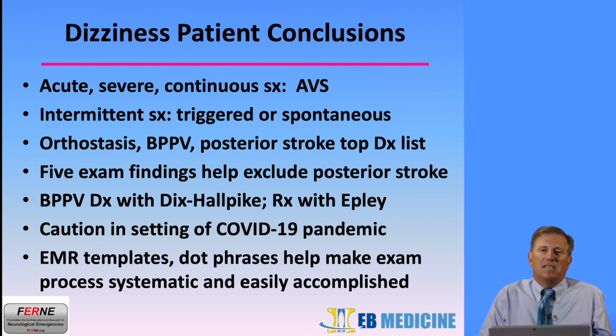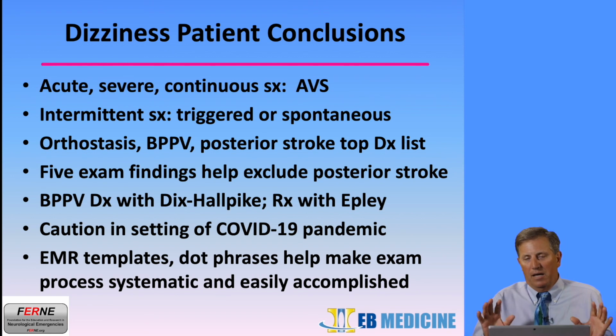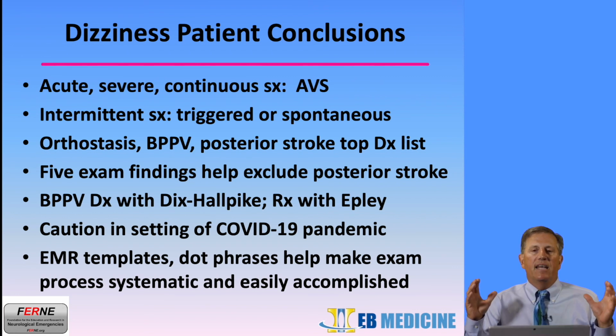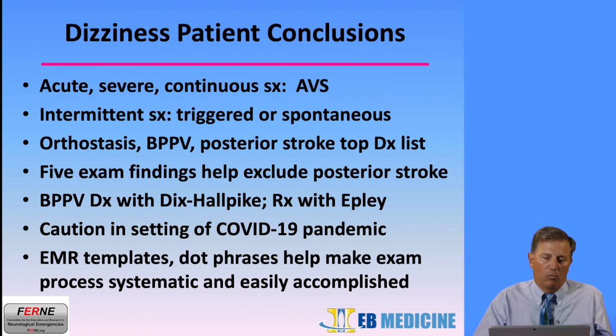Let's talk about dizzy patient conclusions. There's been a lot of information provided to you today. I'd like to thank Dr. Edlow for making it clear as to how we should address dizzy patients. First, acute, severe, continuous symptom patients who present to the emergency department. That is an acute vestibular syndrome. That is your first diagnosis in your list of diagnoses in your electronic medical record.